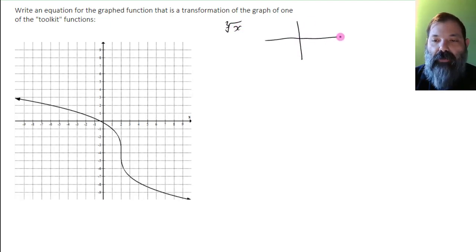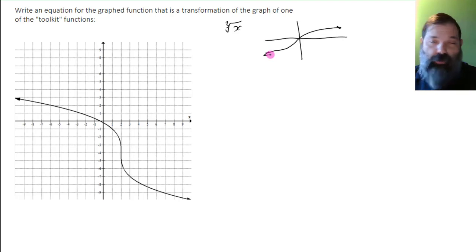And hopefully you have an idea that that function looks roughly like this. Right, that's a rough sketch of the cube root function. And I see that this has the same basic look, but it's been transformed.